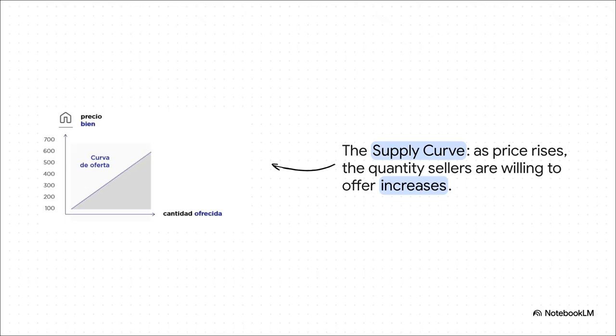The supply curve, as you can see, slopes in the complete opposite direction. It goes upwards. This totally reflects the producer's point of view. When the price of something goes up, sellers get more motivated to produce and sell more of it because, hey, they can make a bigger profit. And when the price falls, they're willing to supply less.